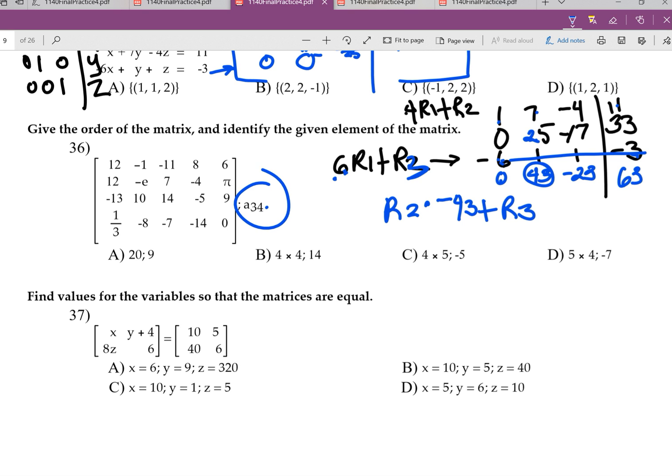Okay, so here this is notation. What element, where is the element? They're asking for A, row 3, column 4. Row 3, column 4, and this is a 4 by 5 matrix, and the element that's located in this position is negative 5.